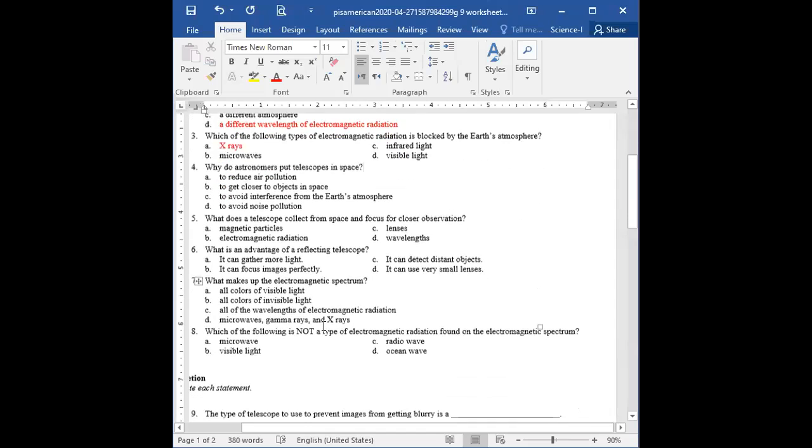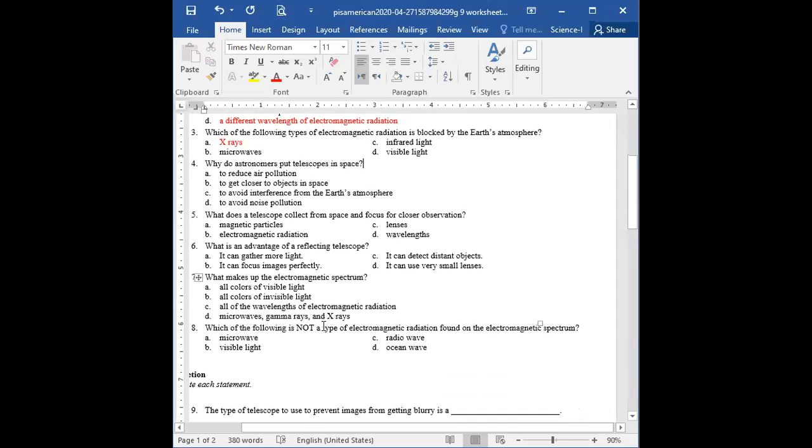So let's pass to question number 4. Why do astronomers put telescopes in space? What makes astronomers prefer to put telescopes in space rather than putting them on the Earth's surface? Farah Hashim? It's letter B, to get closer to objects in space. To get closer to the object in space, actually that's not a big deal, because already the idea of the telescope is to provide a closer image. So if I go closer to the object, that will not be the purpose of the telescope.